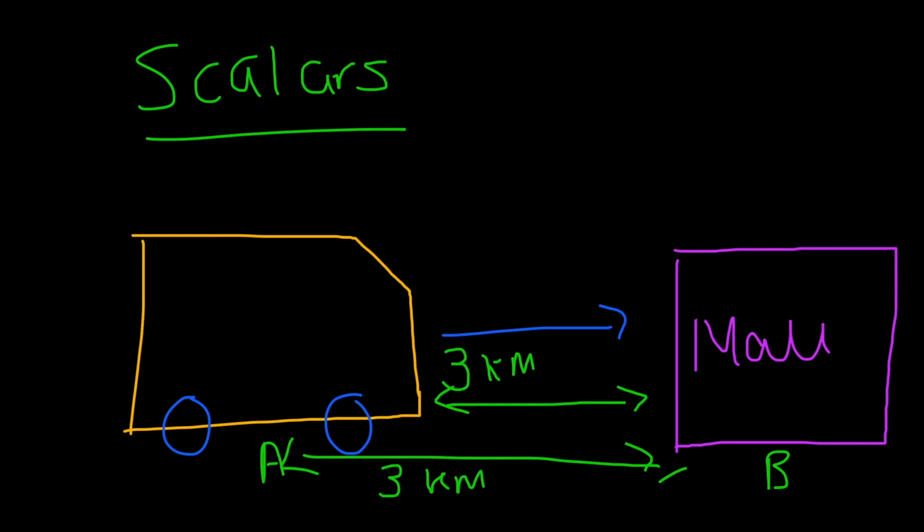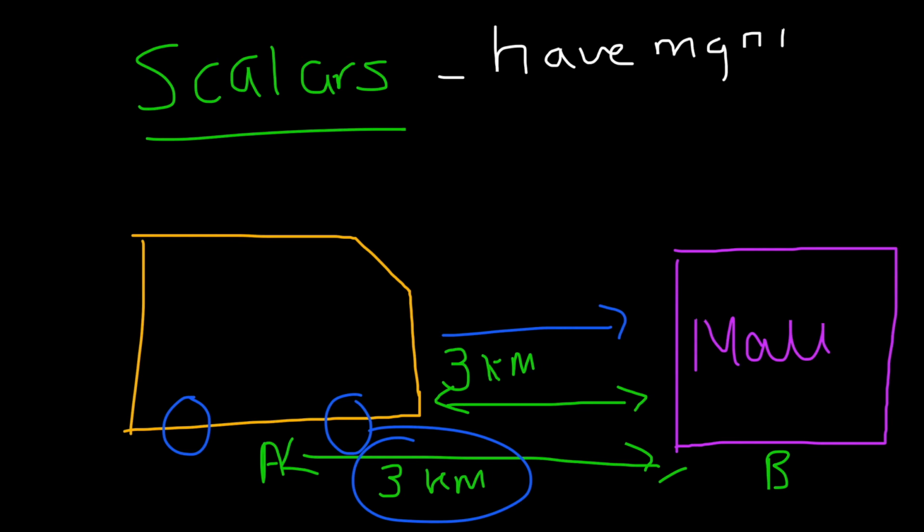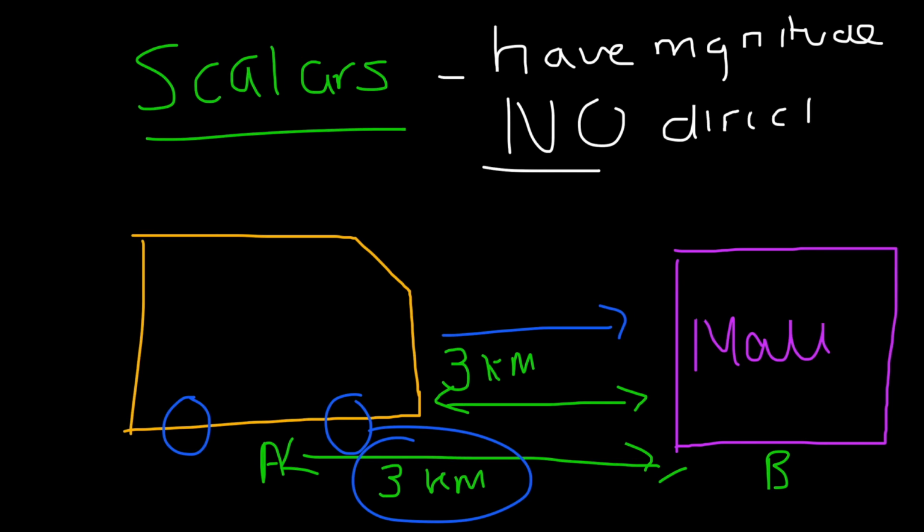Now, this is basically what a scalar is. We got our magnitude. Our magnitude is our distance. We have magnitude, but we don't know if it's going straight to the mall, left to the mall, or going east, north, whatever. So for that very reason, scalars have magnitude, but they have no direction.